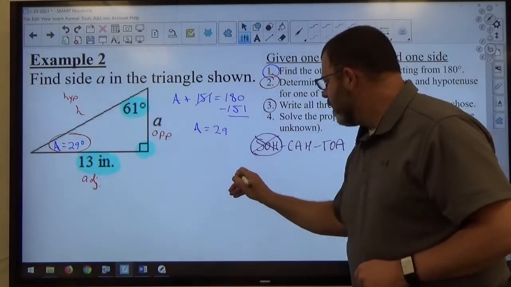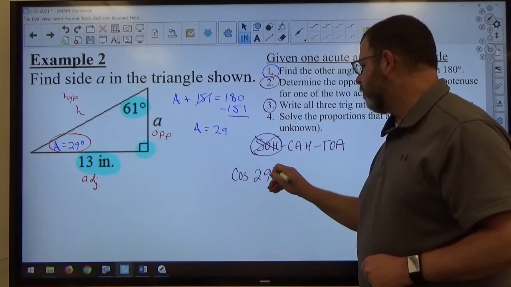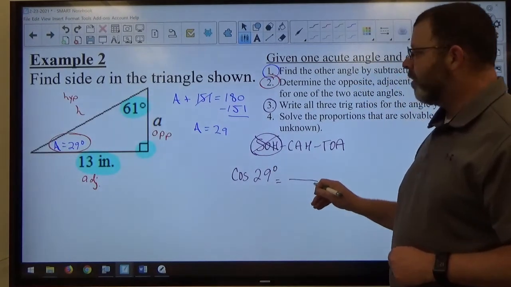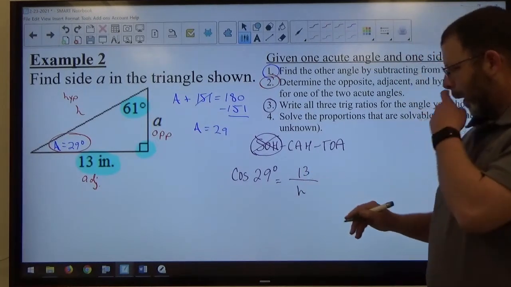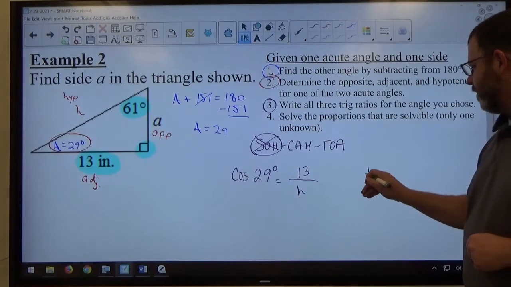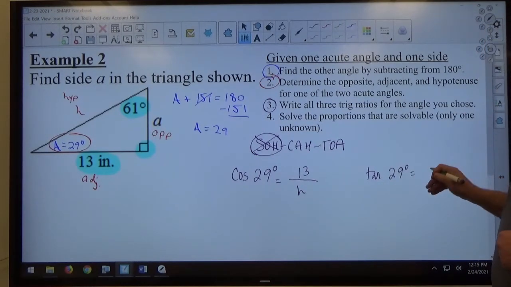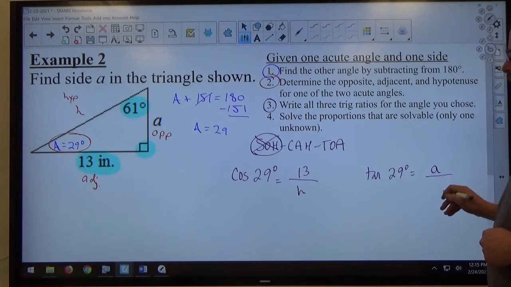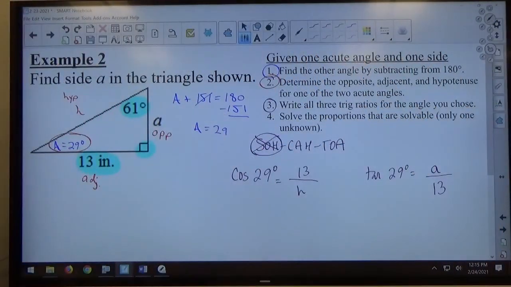So we got cosine. Again, it's very important. Cosine of the angle we picked, cosine of 29 degrees equals adjacent, which is 13, over hypotenuse, which is H. The tangent of the angle we chose, 29, equals the opposite A over the adjacent 13. So be very cautious in how you write these out. That we picked an angle. I usually circle the angle I picked to remind myself that that's important when I go writing the trig ratios.